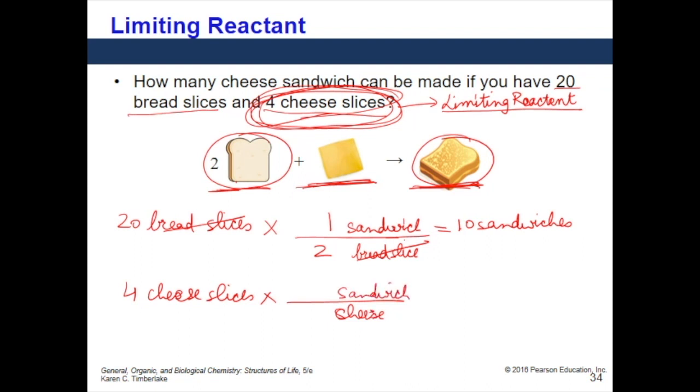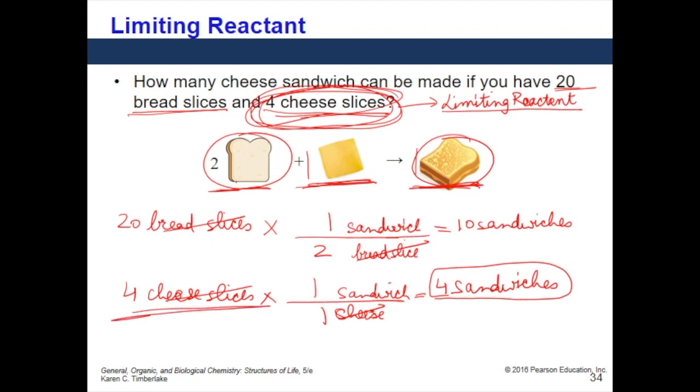We know that 1 cheese sandwich is produced from 1 slice of bread. So cheese slices got cancelled. We know that 4 cheese slices will give us 4 sandwiches. So now you do the same thing for all the reactants. You basically figure out how much product is produced from each reactant. Each reactant here is bread slices and cheese slices, and whichever one gives you the least amount of product is your limiting reactant. So in this case, our limiting reactant is cheese slices.